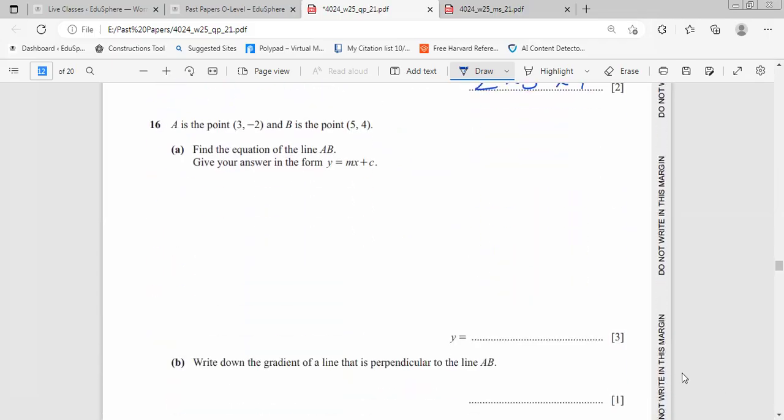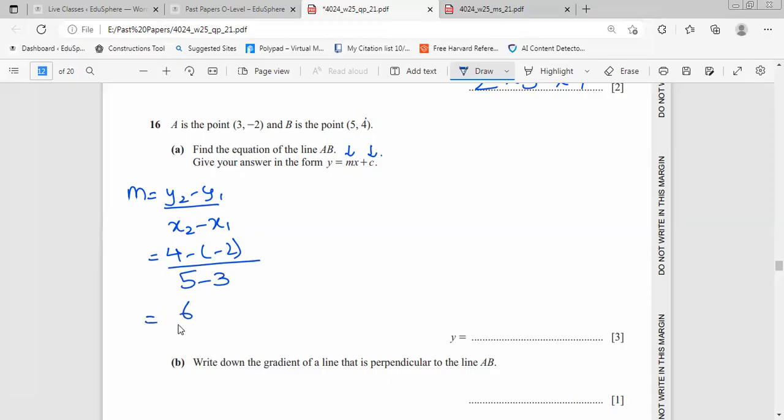Okay, question number 16. For this question, they say that A is this point and B is this point. Find the equation of the line and give the answer in this form. First of all, we have to find the value of the gradient, because in this form, this is the gradient and this is the y-intercept. I write the gradient formula as y2 minus y1 over x2 minus x1. So 4 minus minus 2 over 5 minus 3. I get 4 plus 2 is 6, 5 minus 3 is 2, so it's equal to 3.